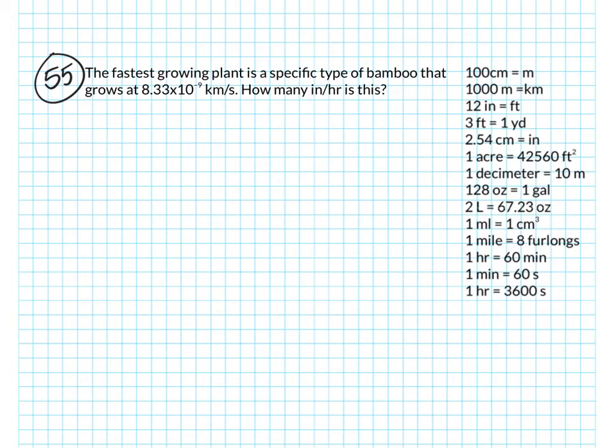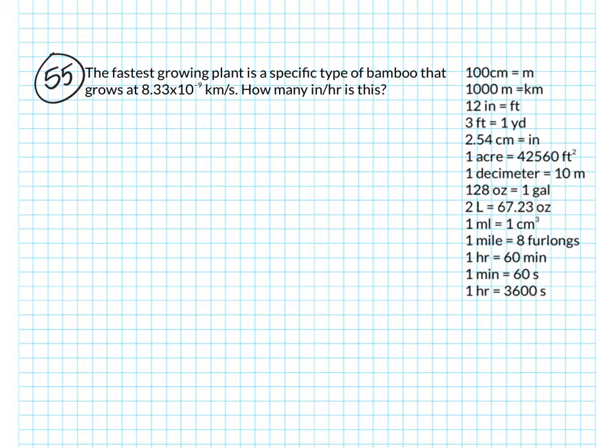The fastest growing plant is a specific type of bamboo that grows at 8.33 times 10 to the negative 9 kilometers per second. How many inches per hour is this? All right, so I've got two conversions going on here. I've got the numerator from kilometers to inches and the denominator from seconds to hours.